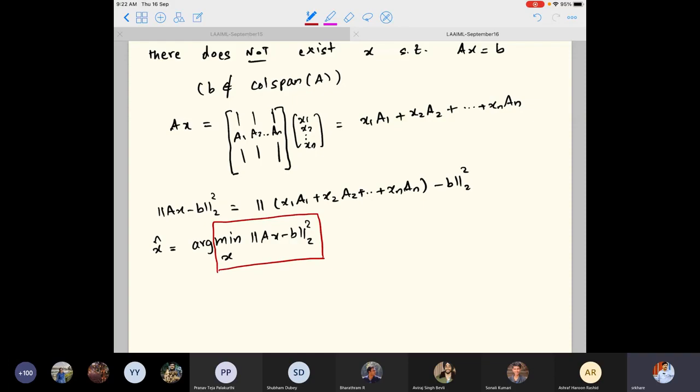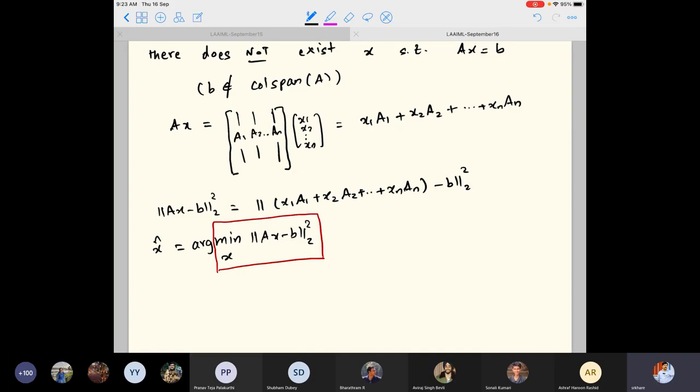That vector I am calling is x hat. Typically, there might be more than one vector, so typically this arg minimum is a set and you should write it down as x hat belongs to this. But I'll abuse the notation and just write x hat is equal to arg minimum. So x hat is a point at which this minimum is achieved.